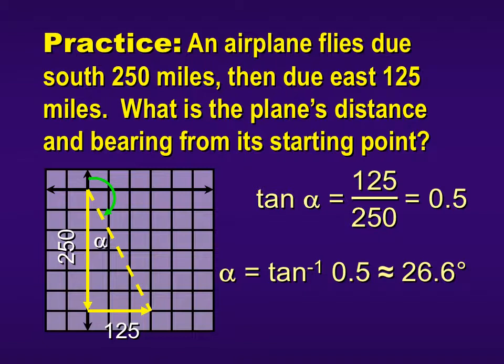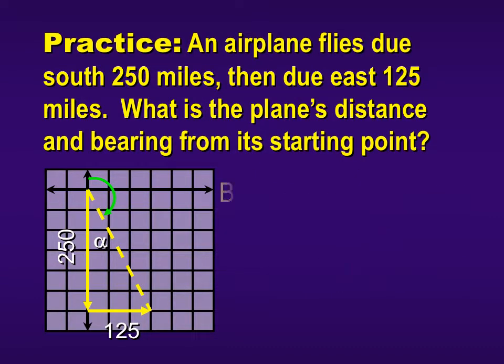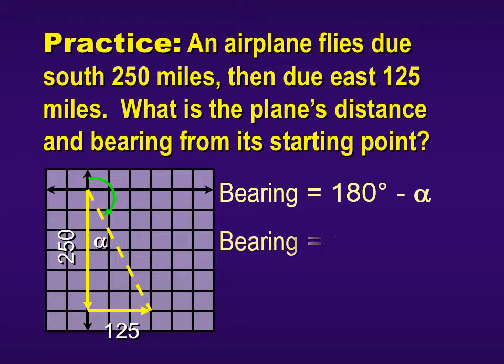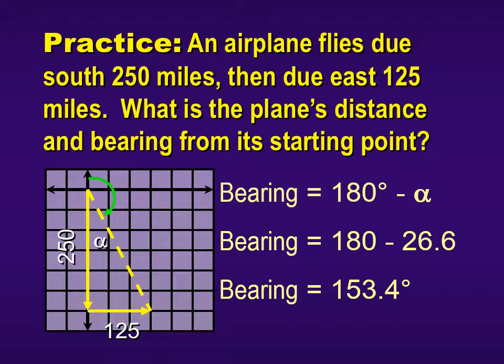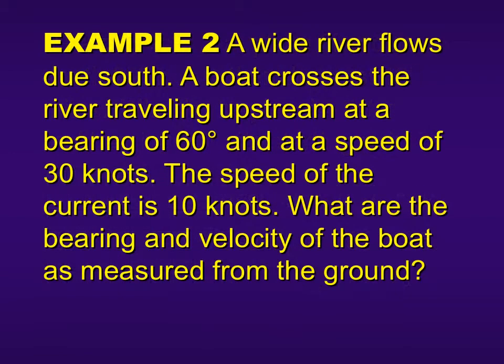But that tells us this angle inside the triangle, and we want to know the bearing from the starting point. We know that this entire line is 180. So if this entire line is 180 and alpha is 26.6, we just have to do 180 minus alpha, or 180 minus 26.6, and we get our bearing of 153.4 degrees.